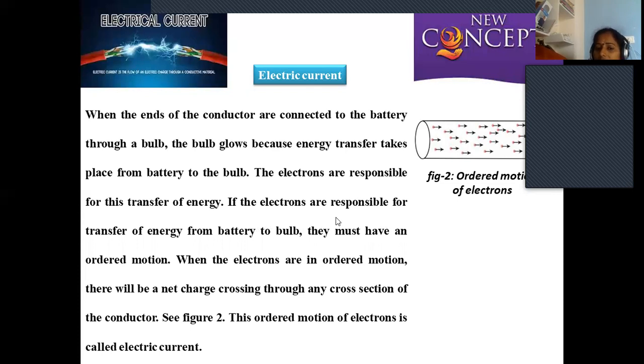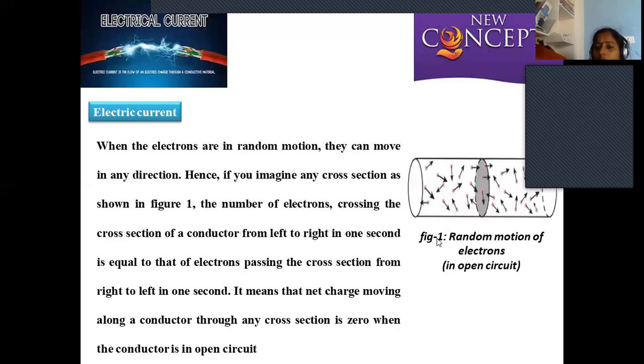So that's the reason why the conductor is used to supply the energy from one area to another. The battery is used to generate the energy. The bulb glows by gaining this electrical energy. The electrons must have ordered motion. When the electrons are in ordered motion, there will be a net charge crossing any cross section of the conductor. That's shown in the figure, and the ordered motion of electrons is called electrical current.